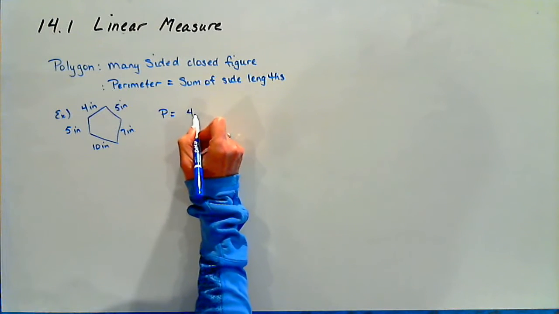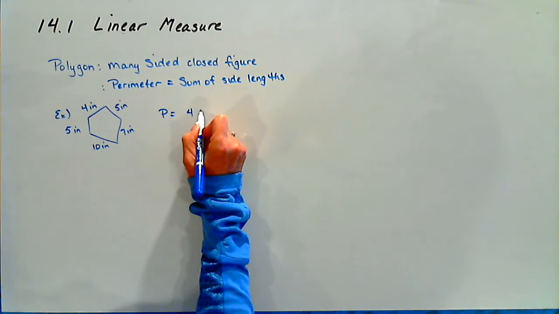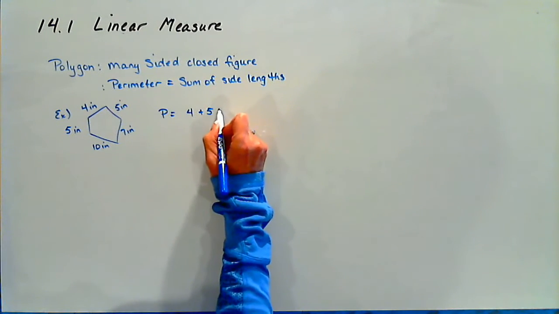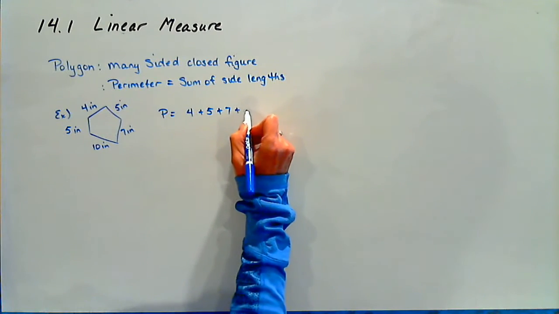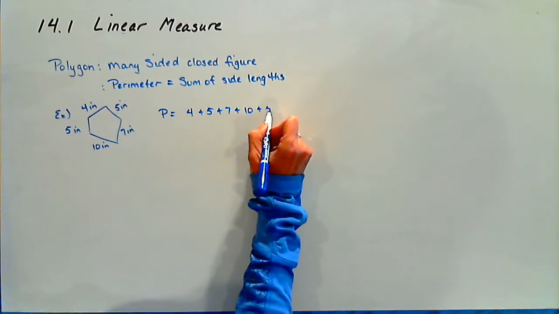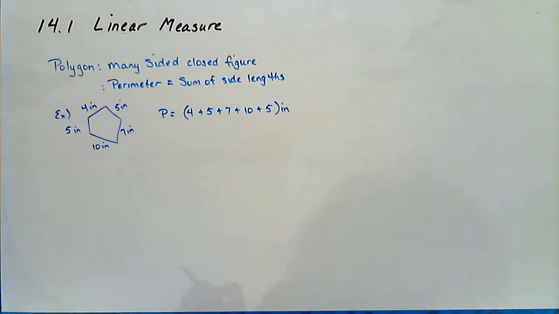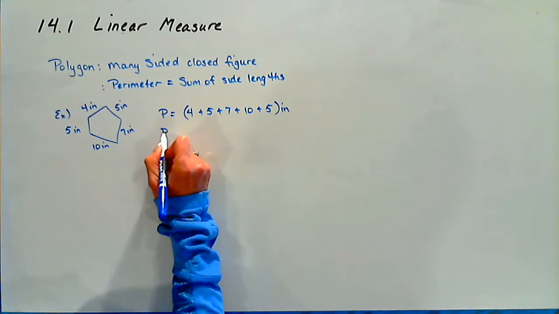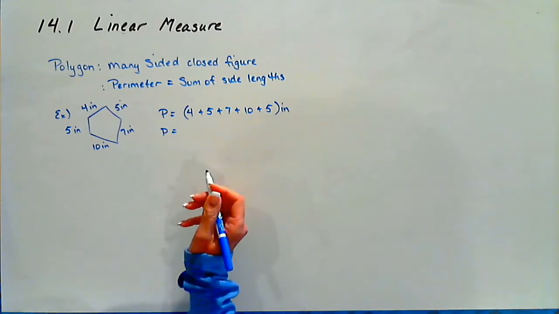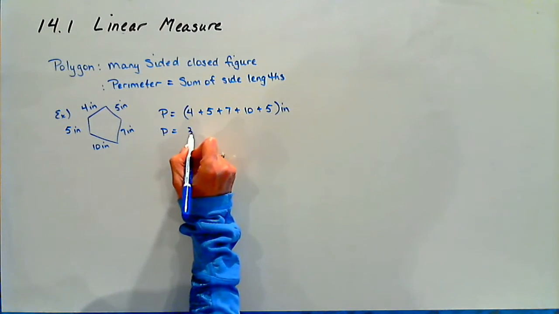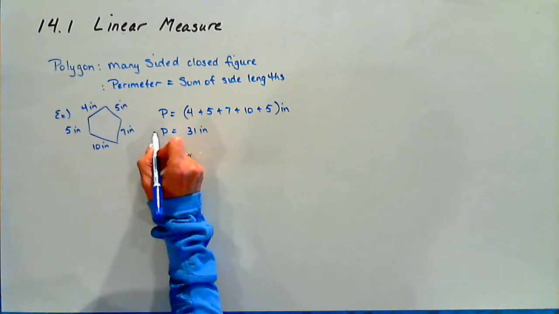So you'll notice we have 4 inches plus 5 inches, 7 inches, 10 inches, and 5 inches. Since they're all the same unit of measure, I can call them inches. If they're not the same unit, then we would have to convert, like we just did in the previous examples. So if I add these all up, I believe looks like 31 inches. And we're finished.